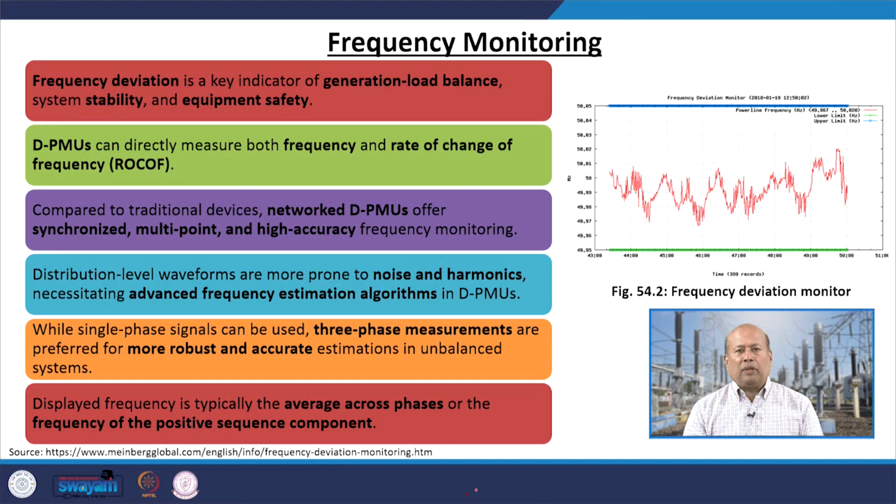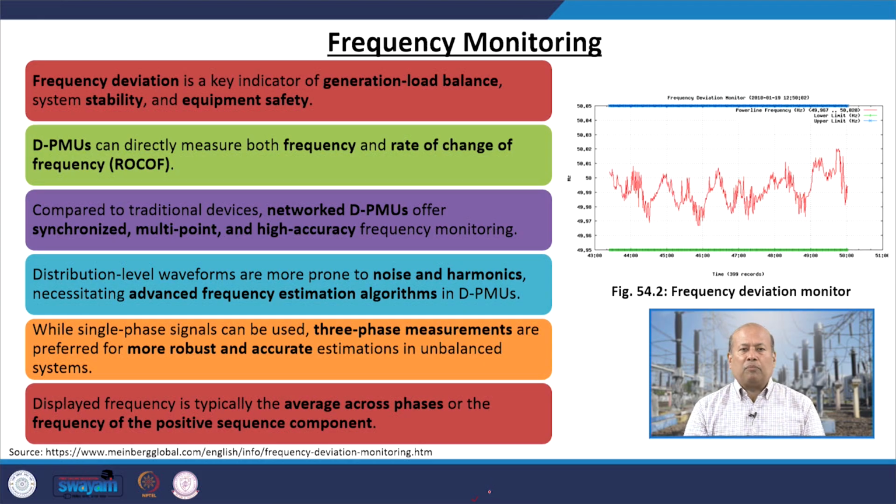Now, focusing on frequency monitoring, frequency deviation is a key indicator of generation-load balance, which is linked to system stability and equipment safety. Distribution PMUs can directly measure both frequency and rate of change of frequency, so-called ROCOF. Compared to traditional devices, networked D-PMUs offer synchronized, multi-point, high-accuracy frequency monitoring.